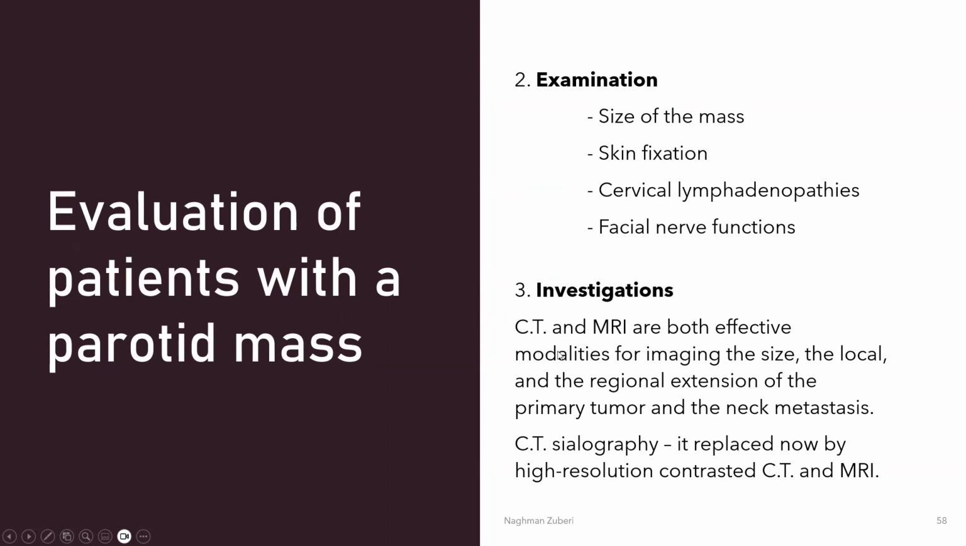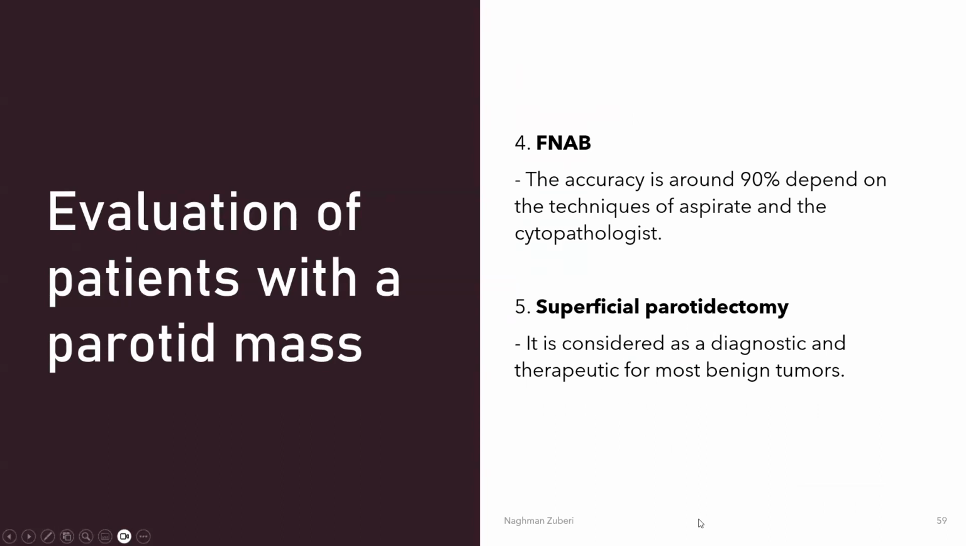Investigations: you can go for CT scan and MRI. They are both effective modalities for imaging the size, the local and regional extension of the primary tumor, and neck metastasis. CT sialography is now replaced by high-resolution contrasted CT and MRI. Then fine needle aspiration can also be done. The accuracy is around 90%, depending on the technique of aspiration and the cytopathologist. Then superficial parotidectomy is considered diagnostic and therapeutic for most of the benign tumors.